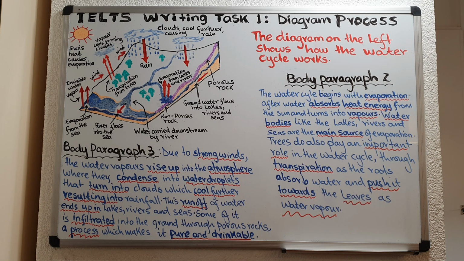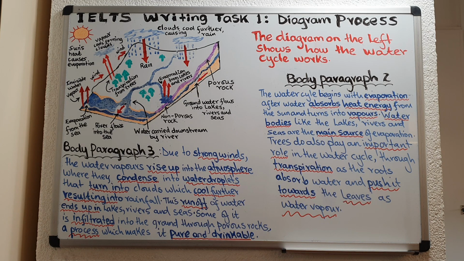Now then you move on to body paragraph 3. In body paragraph 3 you continue describing the rest of the steps. So we have reached at transpiration from trees, and we already have water vapor from the main source, which is lakes, rivers, and seas, and we also have water vapor from the trees. Then what happens next in the process? Due to strong winds, the water vapors rise up into the atmosphere.